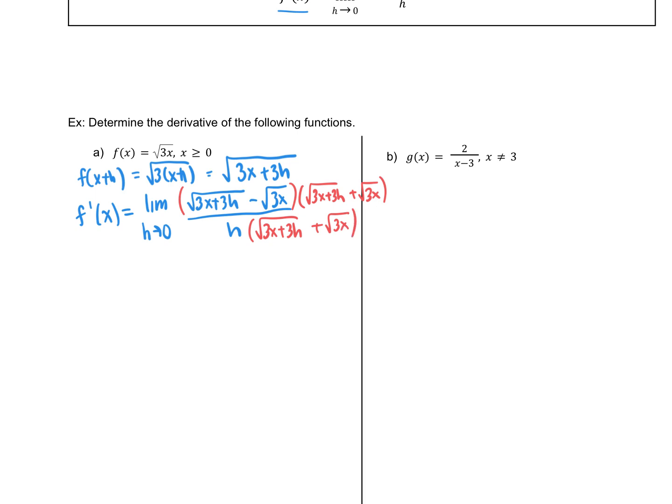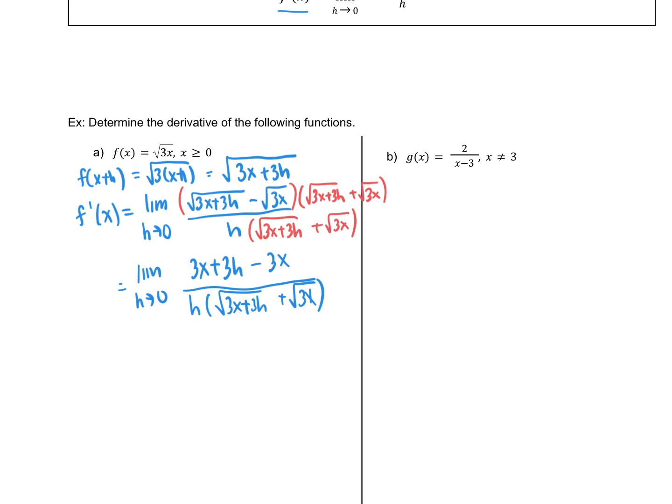And now let's clean this up. The limit as h approaches 0, well, the square root of 3x plus 3h times itself will just be 3x plus 3h. Then the outsides and insides cancel out. That's the whole point of the conjugate. Minus the square root of 3x times itself is 3x, all over h times the conjugate. And again, I'm not going to be distributing that h in because I'm hoping things will cancel out.